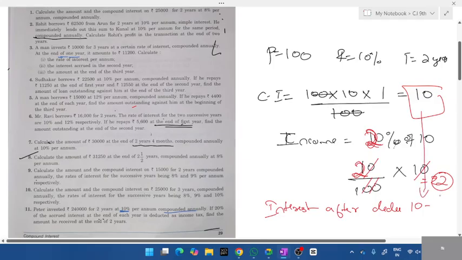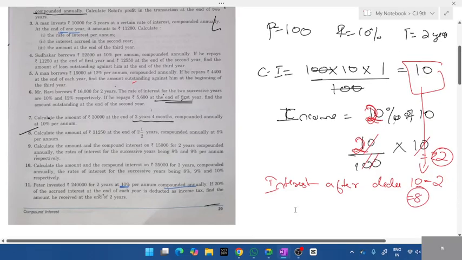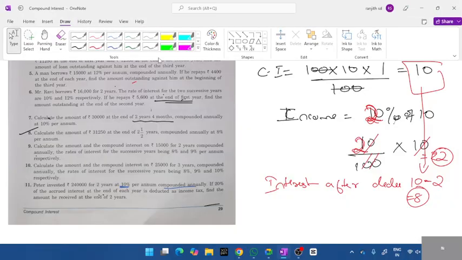And what is the income tax you have to reduce? What's the income tax you have to reduce? 2. What will be the value? 8. Now tell me the amount. After this, you have to calculate amount.